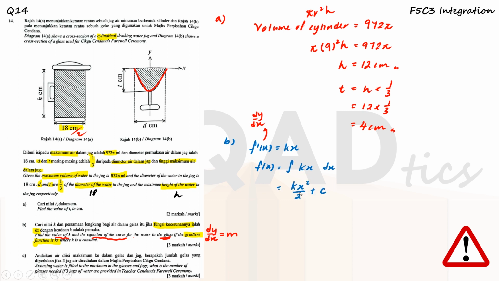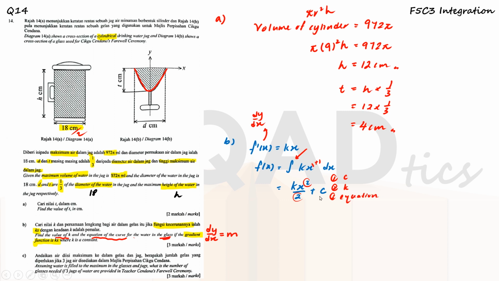Right, so if I integrate, I need to add 1 to the power. Here it's already 1, so 1 plus 1 equals 2, and I need to divide by the new power. And here the integral does not have limits, so I need to add c at the back. Okay, so now we need to find three things: c, k, and the equation.